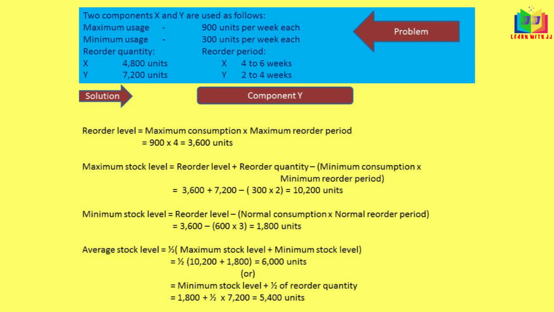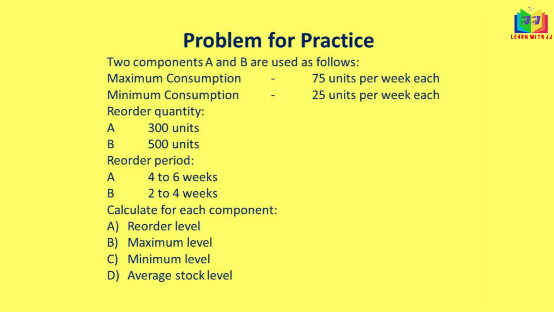I hope now you understand how to calculate the stock levels for two or more materials. If more materials are given, you have to work it out in a similar way. In this problem, we calculated first for component X and then for component Y. Similarly, if you have too many materials, you have to do it separately for each material. I'll give you one more problem for you to practice.